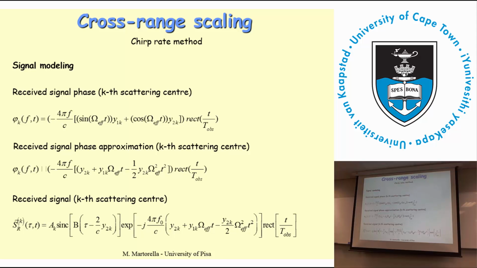And why am I considering one component? Because I want to study what's happening for every single component. And that particular scatterer there has these coordinates y1 and y2. K stands for the K scatterer. And y1 and y2 are the two coordinates. y2 is the range, y1 is the cross range.